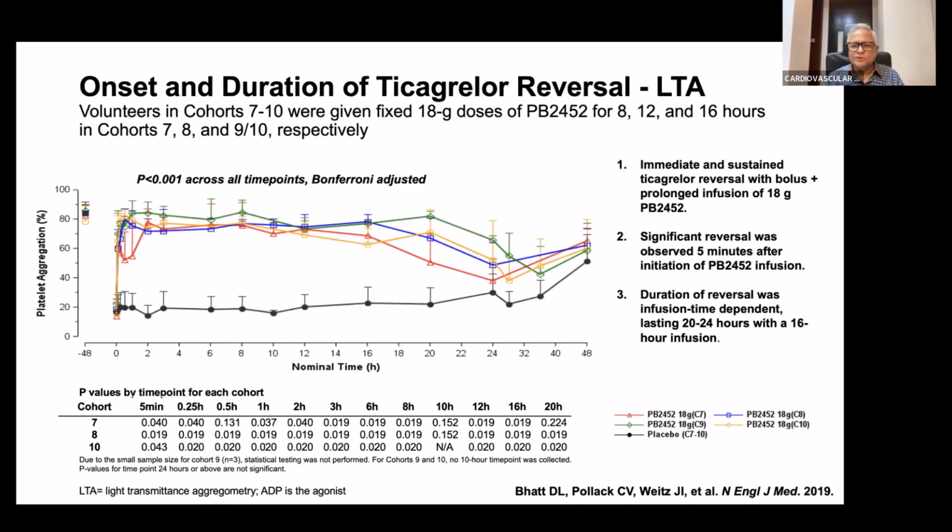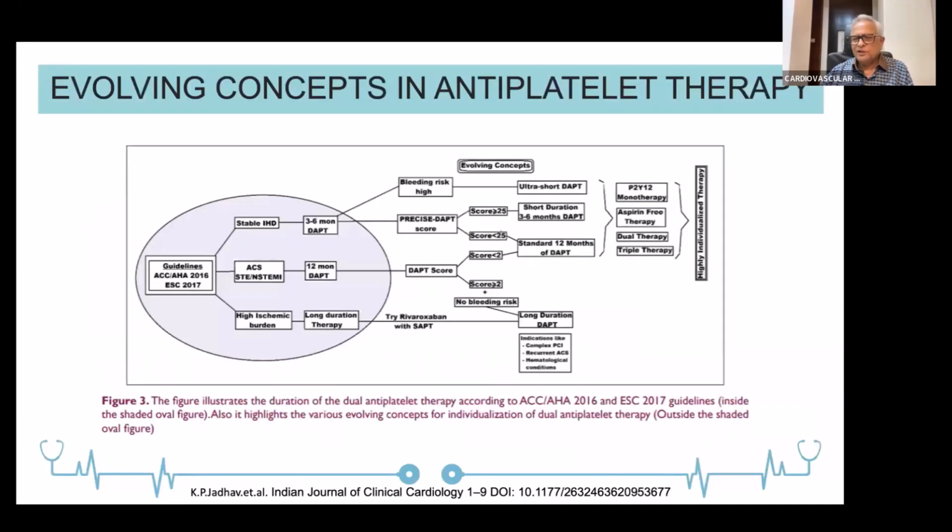If a ticagrelor patient develops spontaneous bleeding, you can reverse the effect of ticagrelor, particularly if the patient is going for surgery. There is no need to wait 3 days for CABG when you have already loaded before angio and the patient has to go for CABG because of severe disease. Then you can reverse the effect of ticagrelor using this drug, PB2452, and it is very effective. I think it is not available in India, may be available, I don't know.